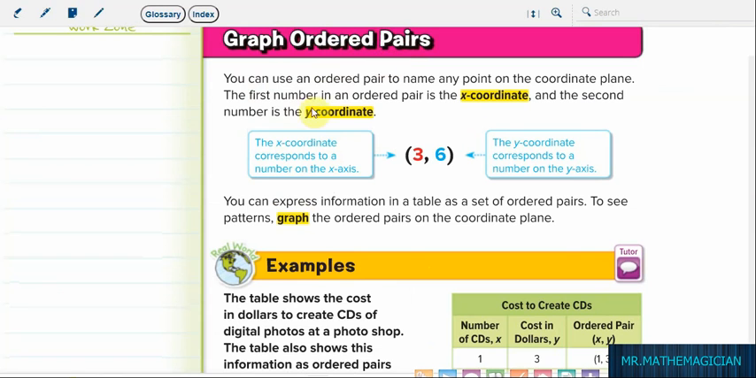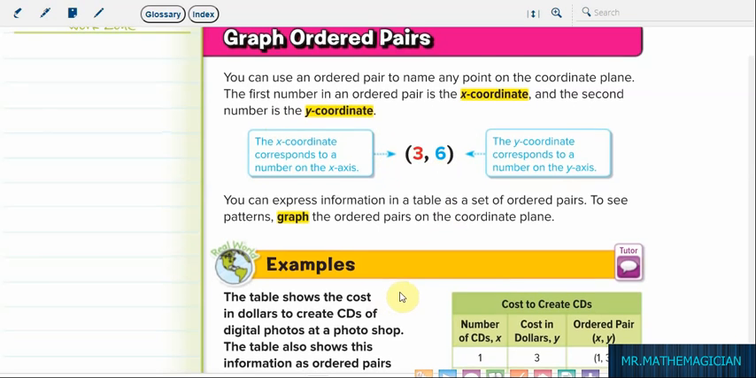Graph ordered pairs. You can use an ordered pair to name any point on the coordinate plane. The first number in an ordered pair is the x coordinate, and the second number is the y coordinate. This is an agreement. We always consider the first as x coordinate and the second as y coordinate.